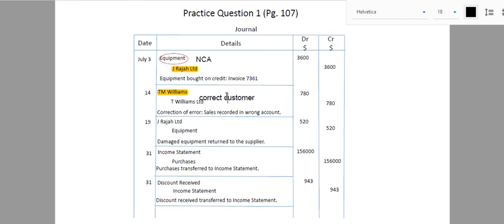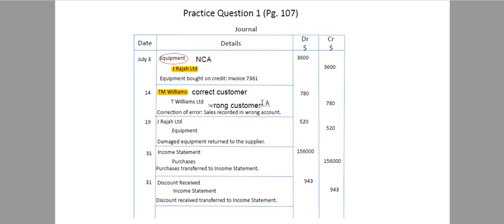Just bear with us for a while, we'll move it up a bit. So this is the correct customer. He was supposed to be debited, but you did not. Now you are debiting him, and this wrong customer who was debited is now being credited to cancel it. Basically it's a transfer, so you are removing the amount from the wrong customer and entering it in the correct customer's account. You can see the narrative showing that the error has been corrected.